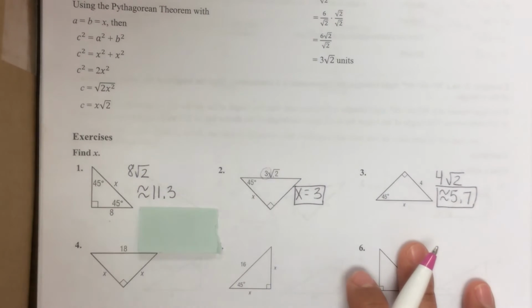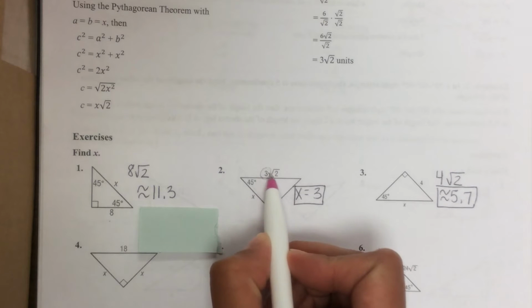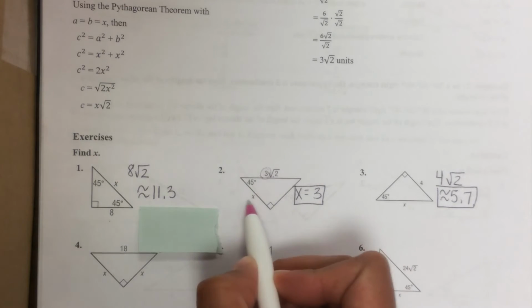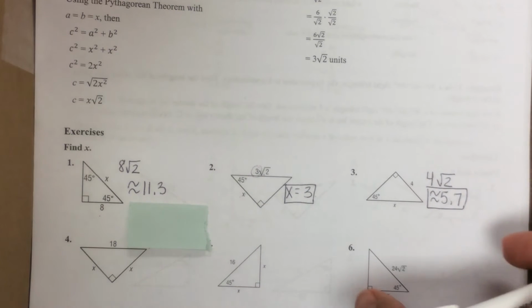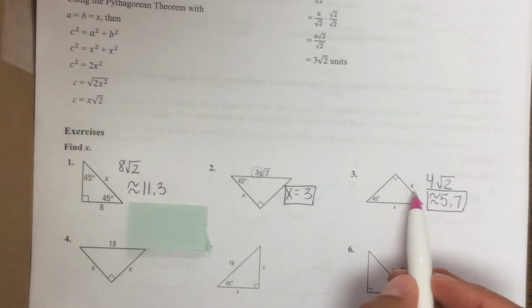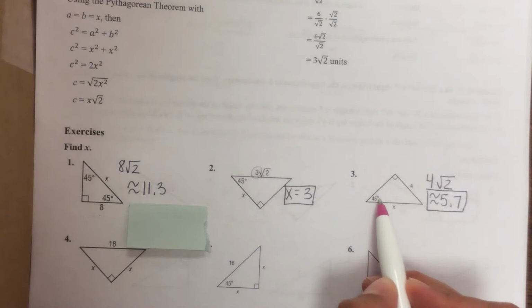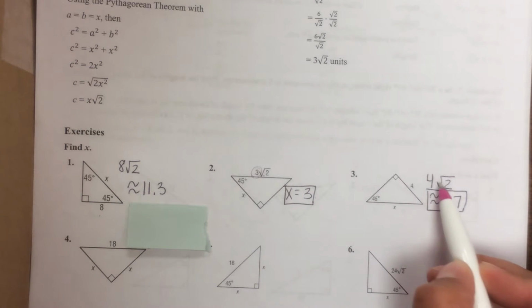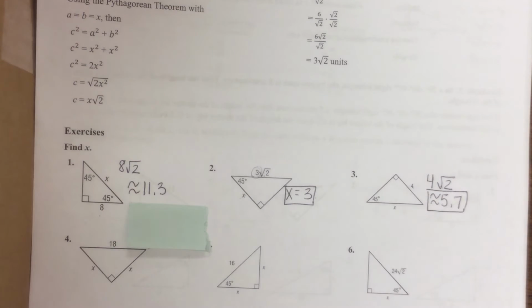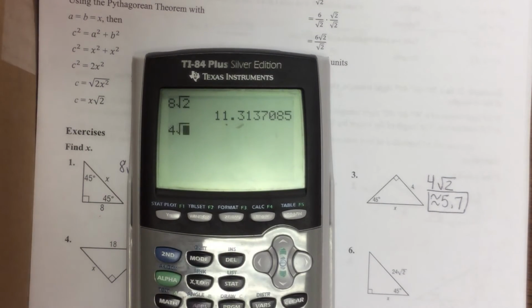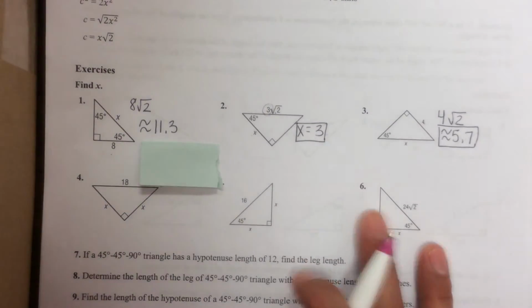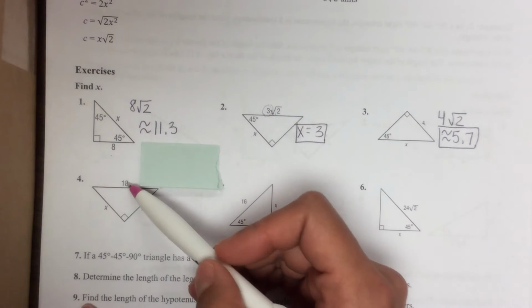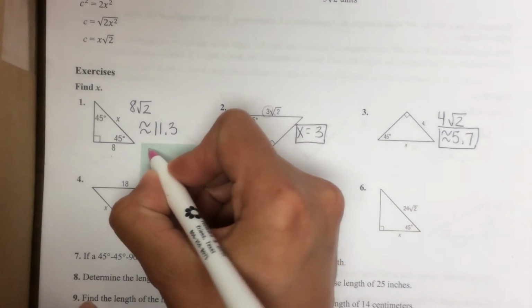Okay. Number 2, since the 3 sits outside of the square root of 2, we automatically know that x is equal to 3 in this number 2. Number 3, okay, we know our 4, and that's directly across from our 45-degree angle. So we take that 4 and multiply it times the square root of 2. If we type that into our calculator, that gives us approximately 5.7.